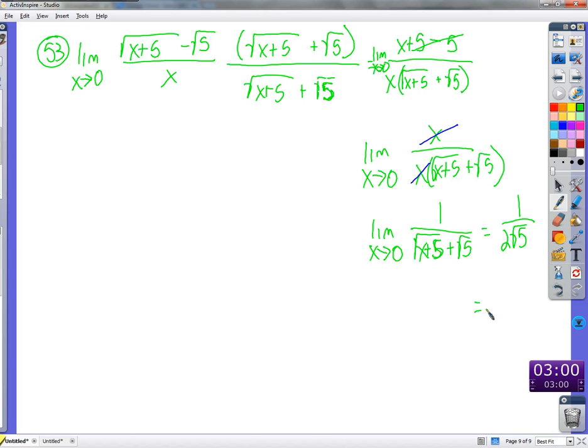Rationalize it. What will it be? Root 5 over 10. Here we get 5, here we get 10. Here we get 5 times 2. Now simplify. No simplifying. That's it.